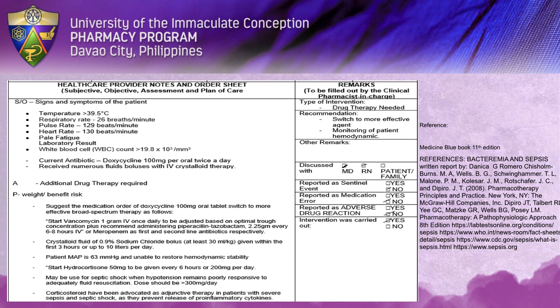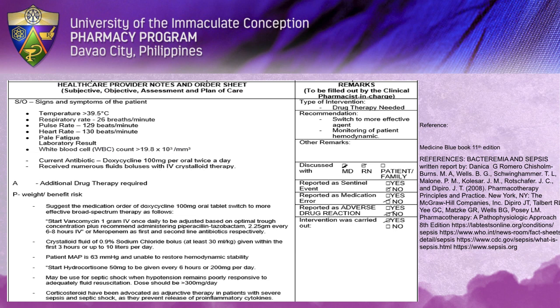Our plan of care involves weighing benefits over risk, suggesting the medication order of doxycycline 100 mg oral tablet to be switched to more effective broad-spectrum therapy as follows. Starting vancomycin 1 gram IV once daily to be adjusted based on optimal trough concentration, plus recommend administering piperacillin tazobactam 2.25 every 6 to 8 hours IV or meropenem as first and second line antibiotics respectively.